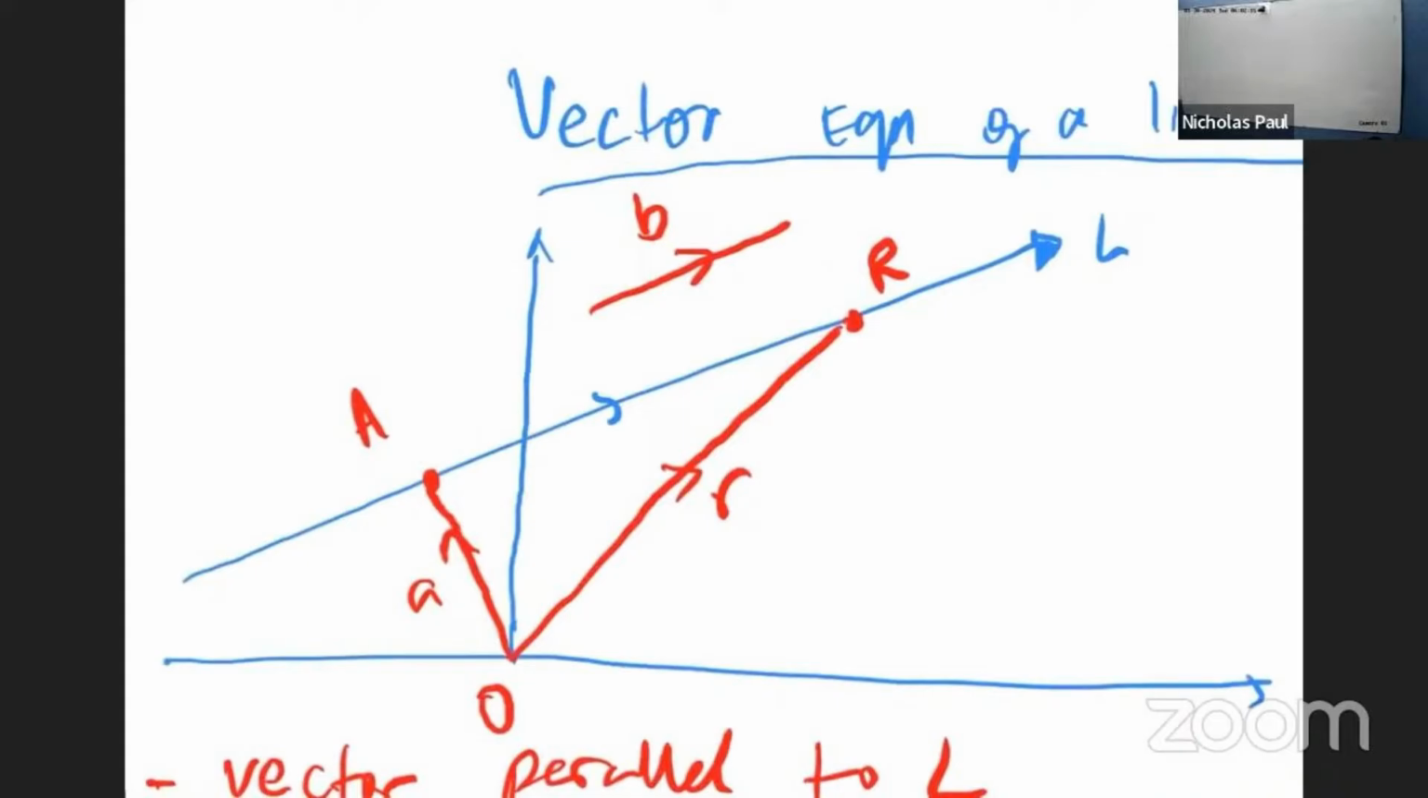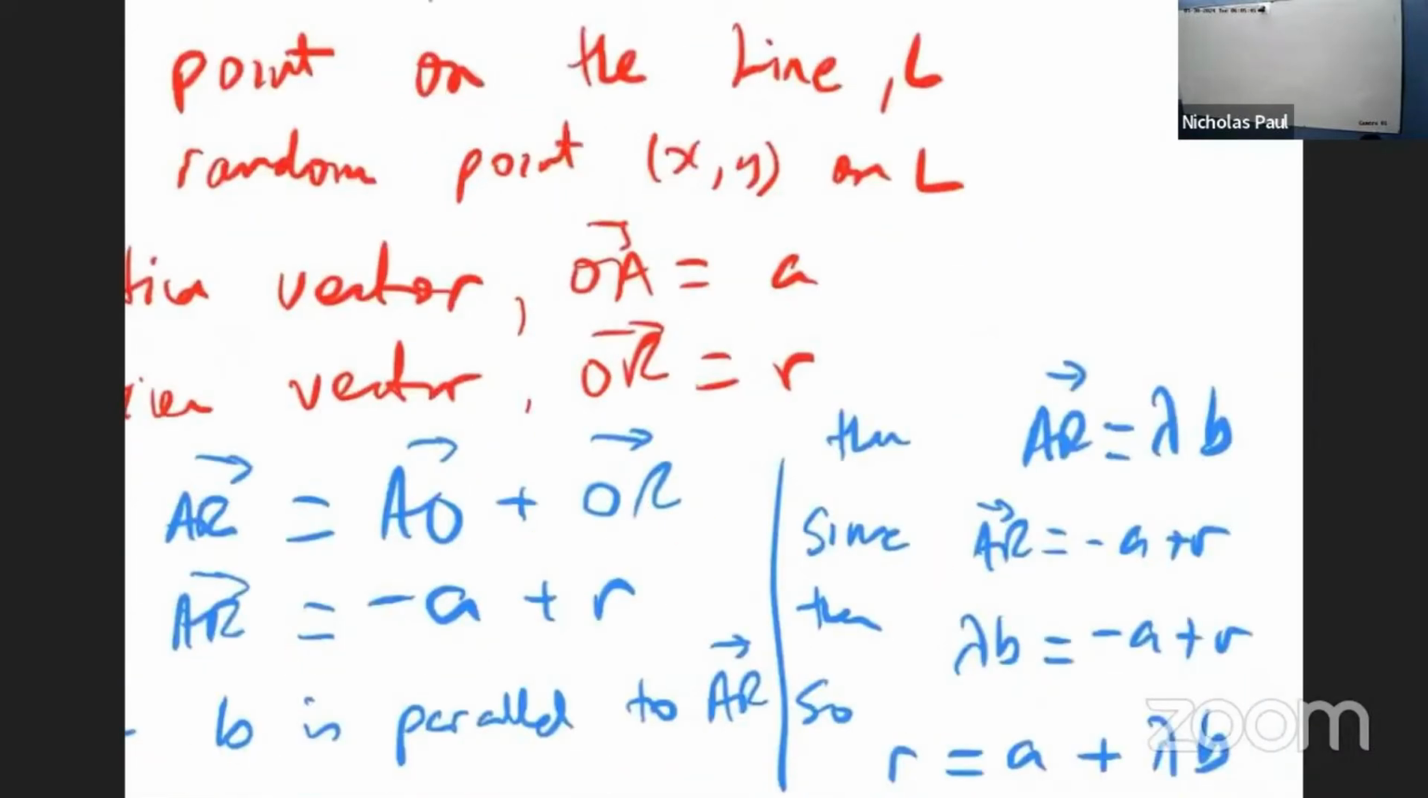Let me draw the diagram and explain how we get the vector equation of the line. Let's start. I gave you a point on the line, A, and some moving or random point R, right? So AR will be AO plus OR. AO is minus A plus R, and then B is a parallel vector to AR. So you can combine it and find R. Yes, that didn't make any sense.